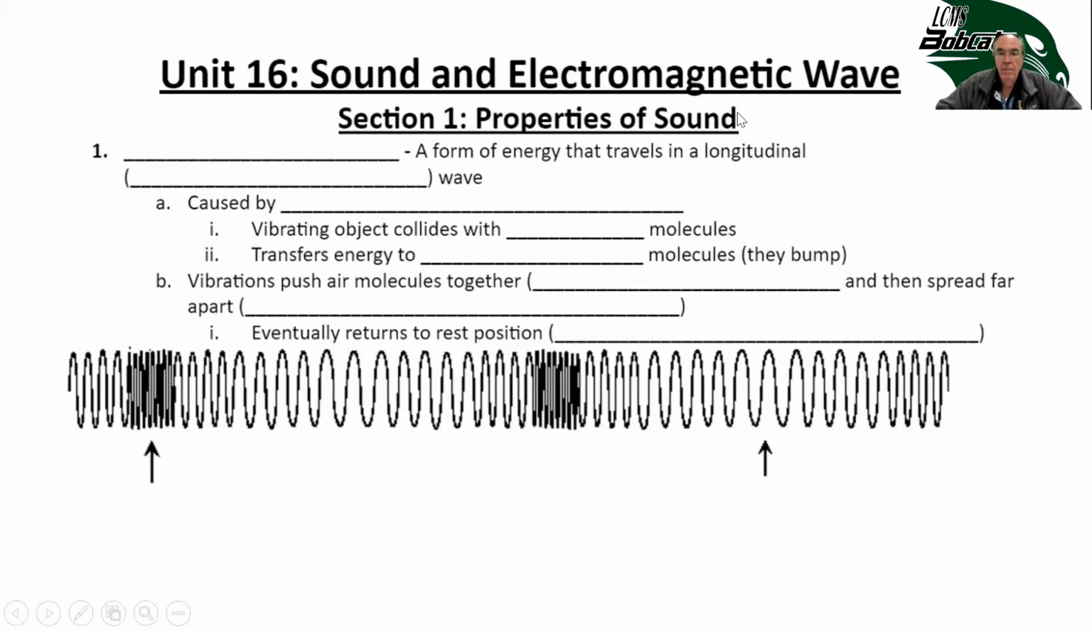Okay, welcome back. We're picking up today with a new unit on properties of sound and electromagnetic waves. We're going to start off with sound, and then we're going to be moving on to electromagnetic energy, which includes light and all the other energy we use for radio waves, Bluetooth, Wi-Fi. It's all part of the modern world.